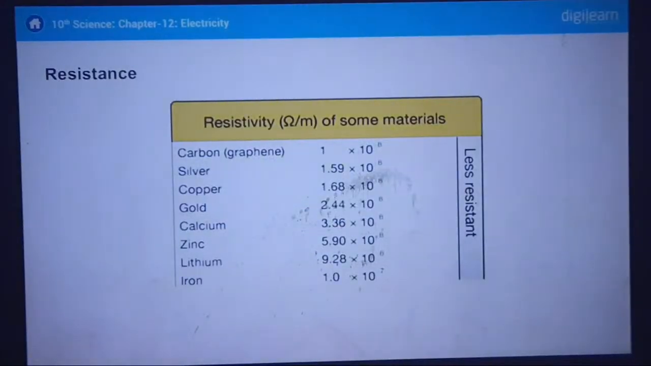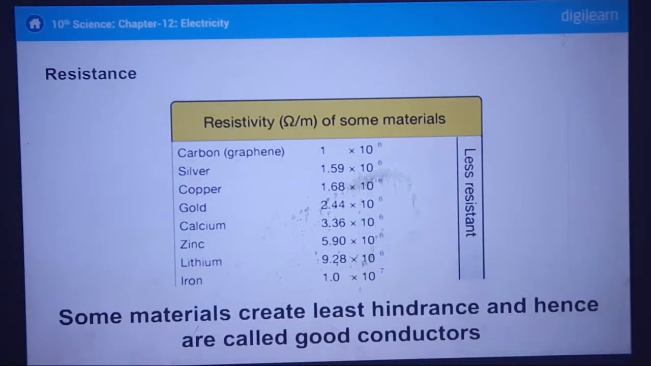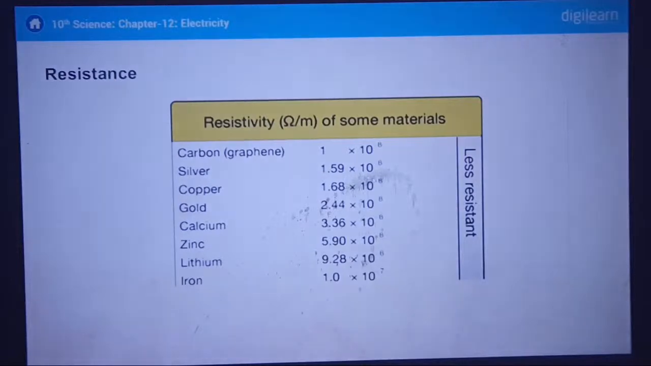Nature of material. Some materials create the least hindrance and hence are called good conductors. Silver is the best conductor of electricity, while some other materials create more hindrance in the flow of electric current, that is, flow of electrons through them. Such materials are called bad conductors. Bad conductors are also known as insulators. Hard plastic is one of the best insulators of electricity.